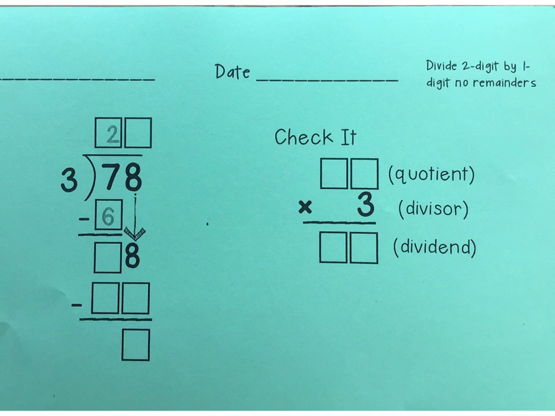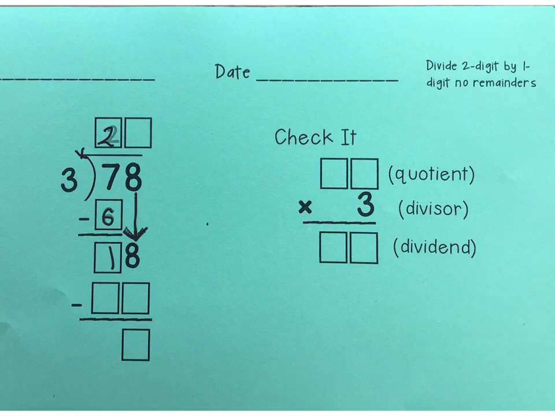Okay, so here we have 7 divided by 3 equals 2. Then our second step, multiply. 2 times 3 is 6. Then we subtract and we get 1. Then we bring down and we have 18. Okay, we compare. 18 is a lot bigger than 3, so we go back to the top of the process.